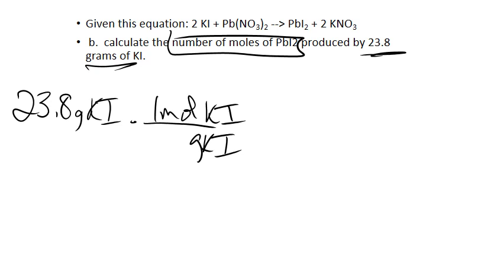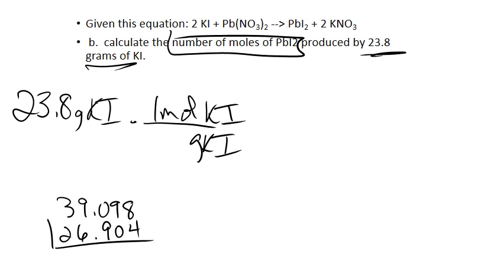And we add it up, and remember our K was 39.098, and our I was 126.904, and we add that together. I don't remember, so I'm going to do it again. 166.002. Alright, so we're in moles of KI.